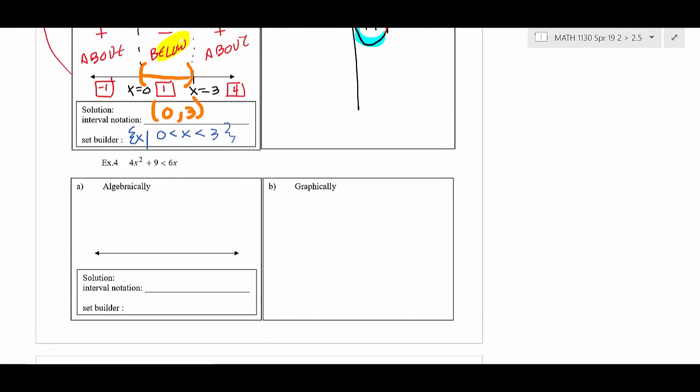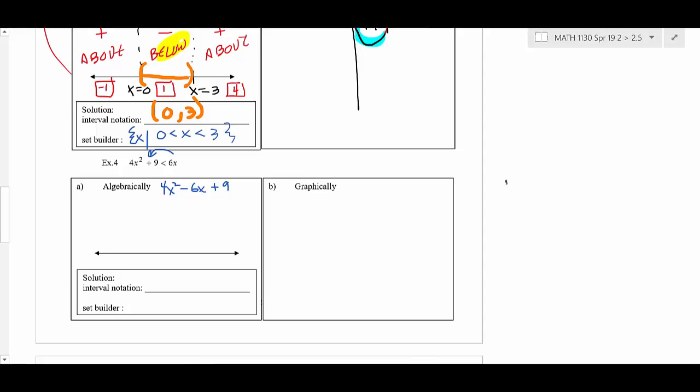So this one, what's the first thing you do on example 4? Got to move the 6x, right? Get one side equals 0. So I'm going to just do this over at the side here. So we have 4x squared minus 6x plus 9. Now you could either try to factor that or go to the quadratic formula.